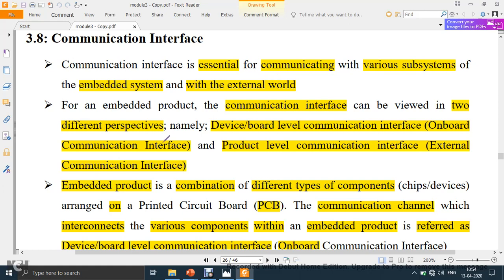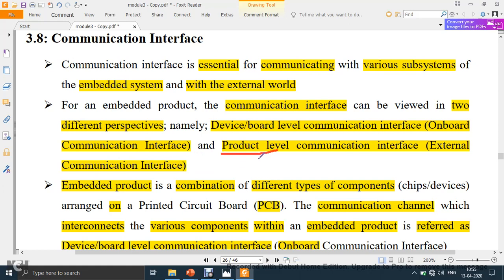For an embedded product, the communication interface can be viewed from two different perspectives. The first one is device or board level communication, which is known as onboard communication interface. That is, whatever communication happens within the components of the embedded system is known as board level or onboard communication interface. The other one is product level, which means external communication interface.